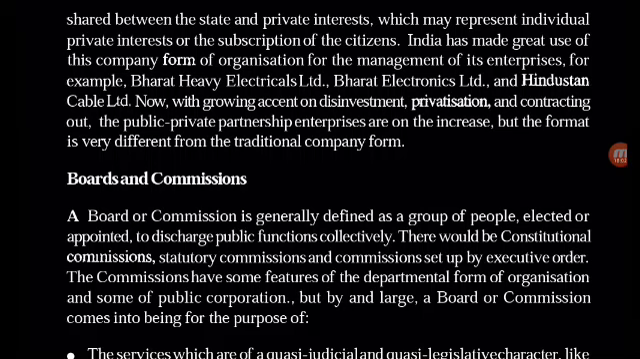Now, with growing ascent on disinvestment, privatization, and contracting out, the public-private partnership enterprises are on the increase, but the format is very different from the traditional company form.